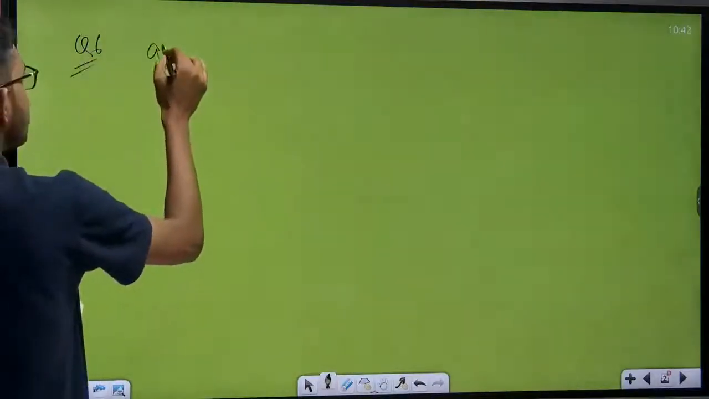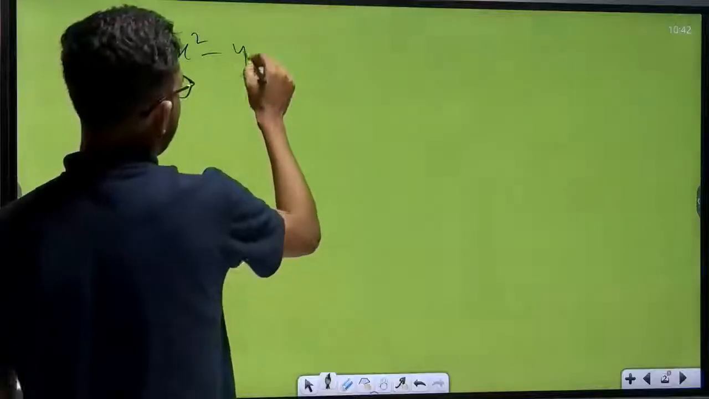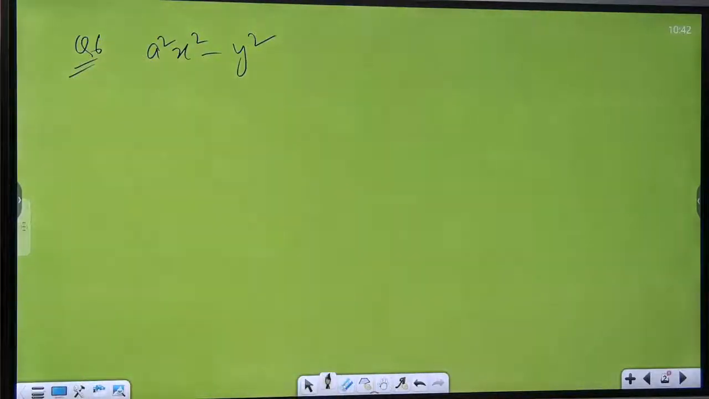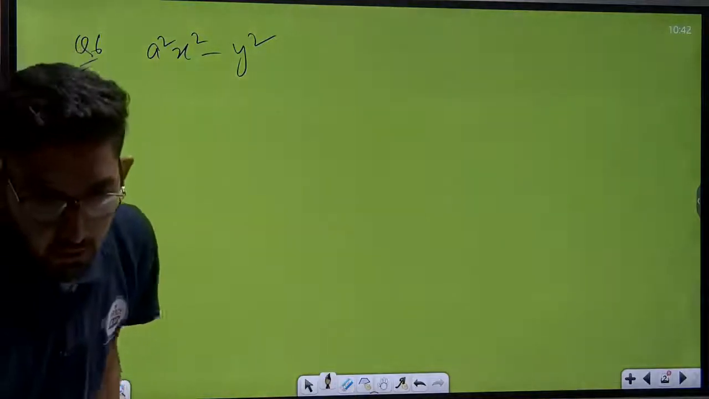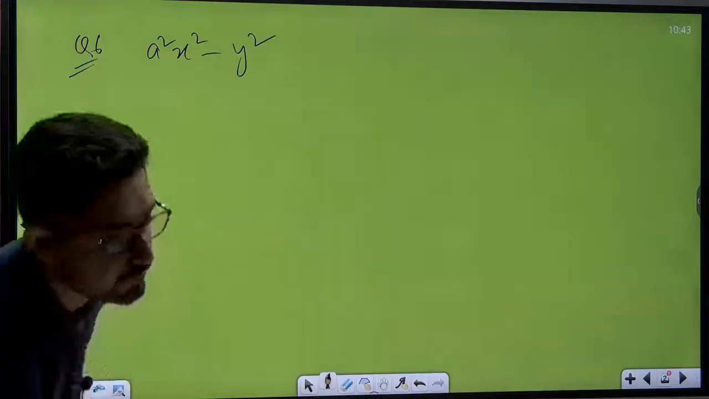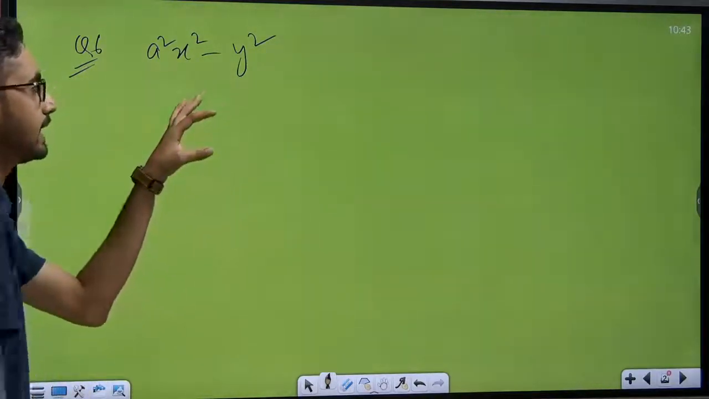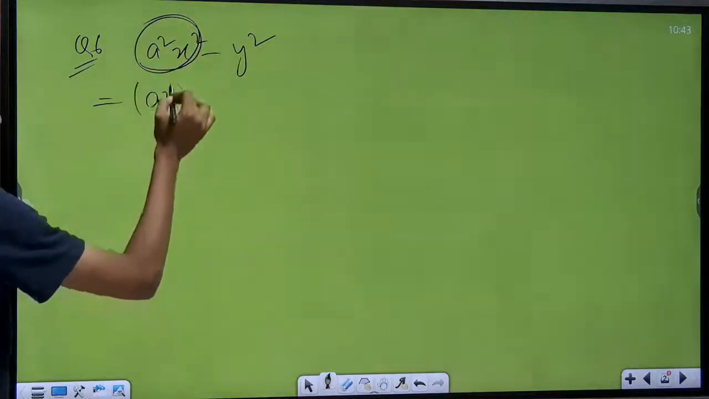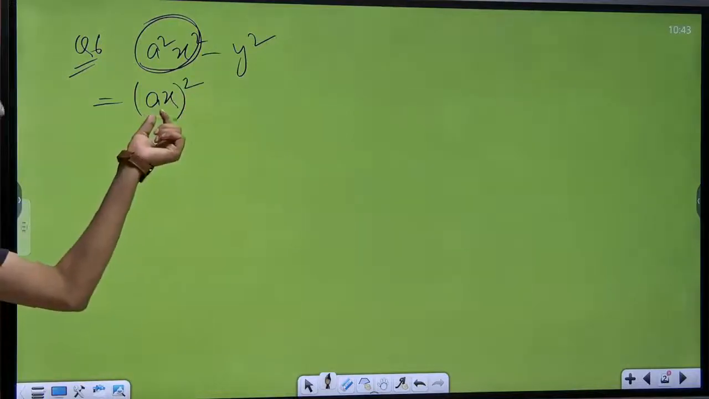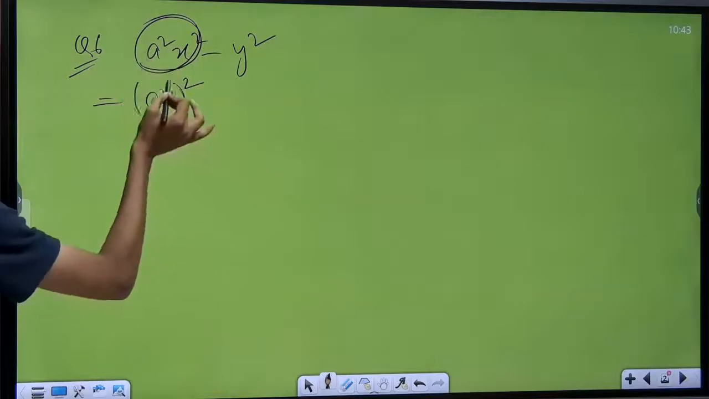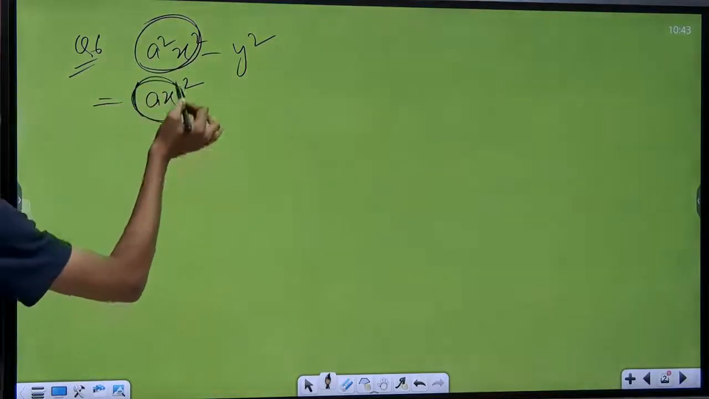In this question number 6, a square x square minus y square. Now tell me students, what is the correct answer of this question? Yes, in front of you, I will give you 1 minute and tell me the answer fast. Now all of you try to understand the concept. Again, ax square, this is which number square? Ax whole square. Actually, individually also you can say a ka square written, x square written. So this is consider a. This is consider a minus.